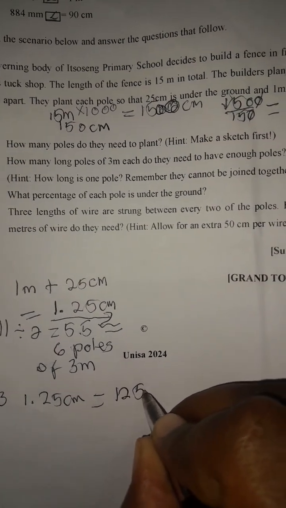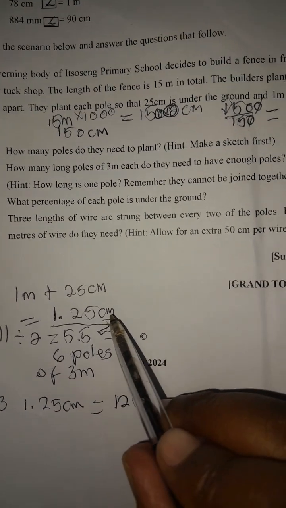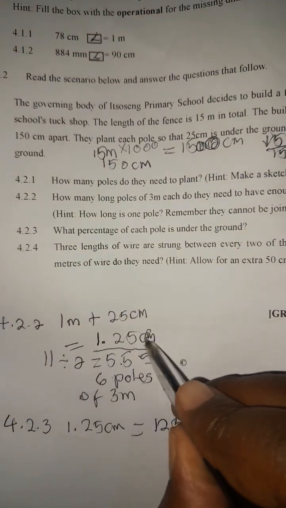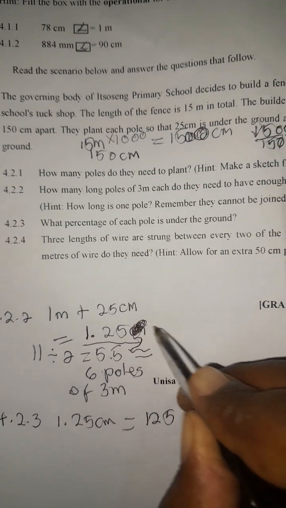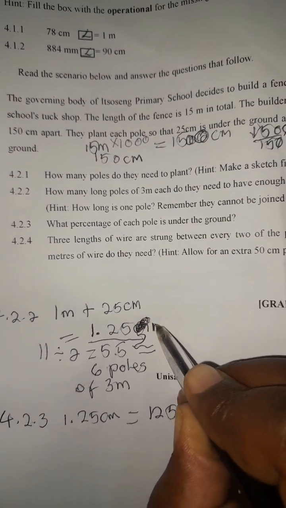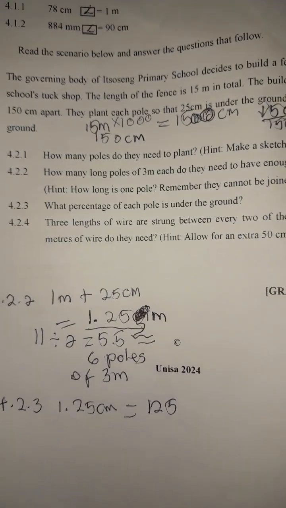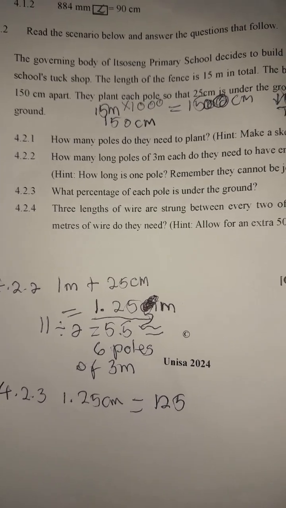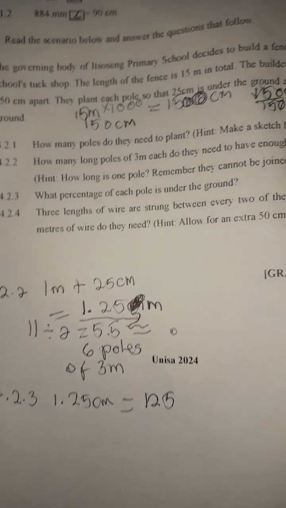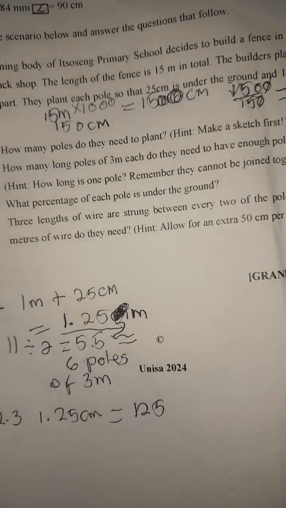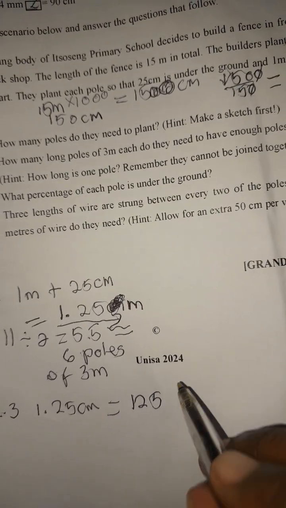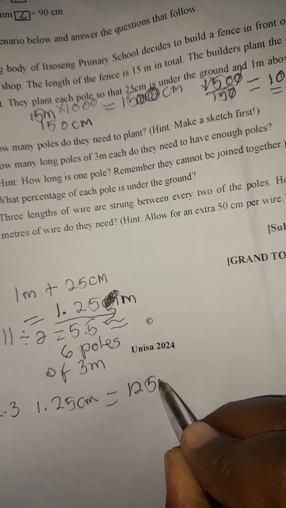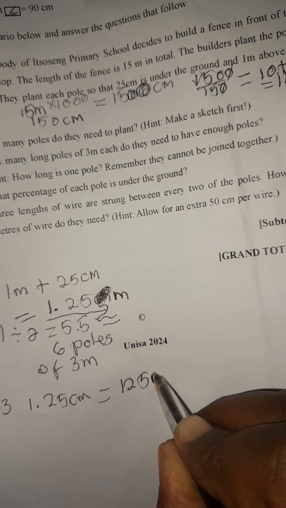Oh, remember, guys, I'm making a mistake here. Sorry, you didn't tell me that there's a mistake, I see it now. Here it's supposed to be meter. We're converting that 25 centimeters. Sorry for that, I just realized it now. We always make mistakes, but we learn. So when we convert 1.25 centimeter to meter, we are going to have 125 meter.